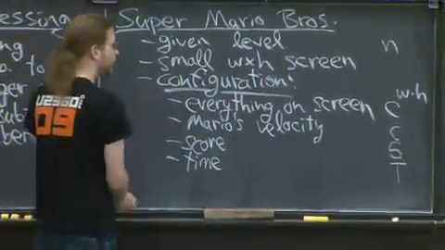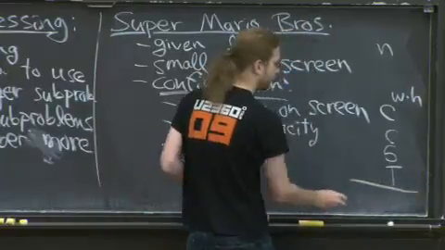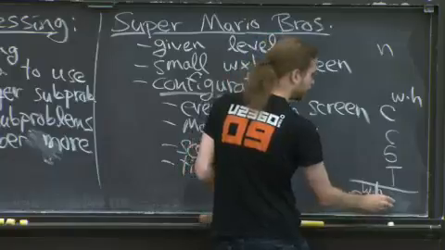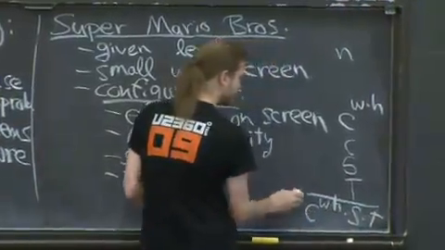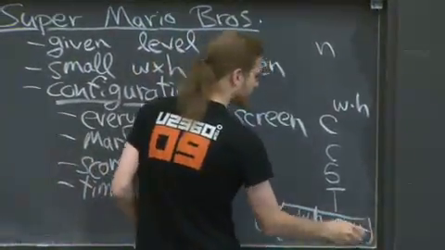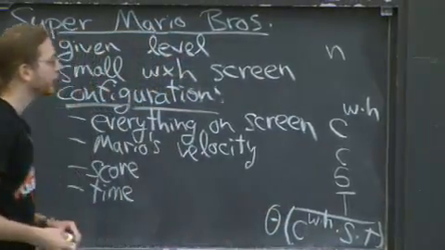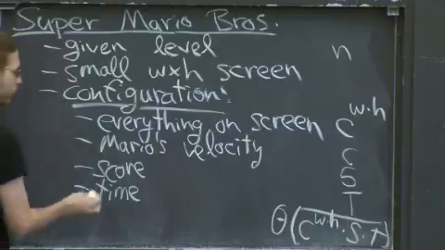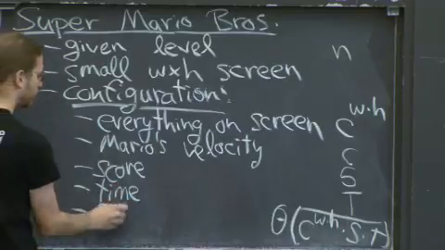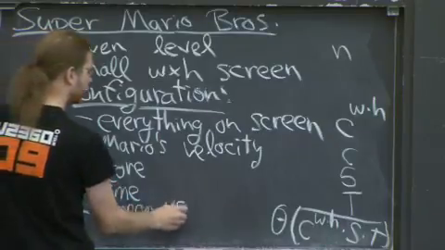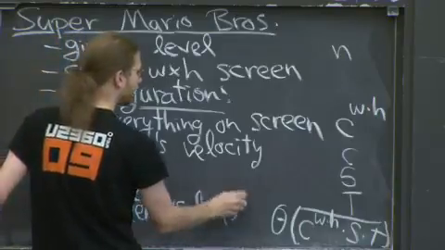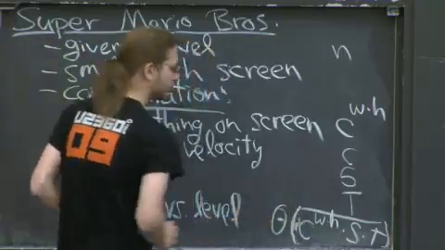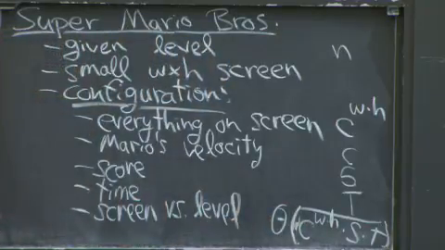The number of configurations in total here is a product of these things. It's exponential in W and H, and then we multiply by S and T. So that's the number of configurations, and that's also going to be our subproblem. I guess we should also write down where the screen is relative to the level. How far to the right have you gone? That's another W. That's not a big deal.